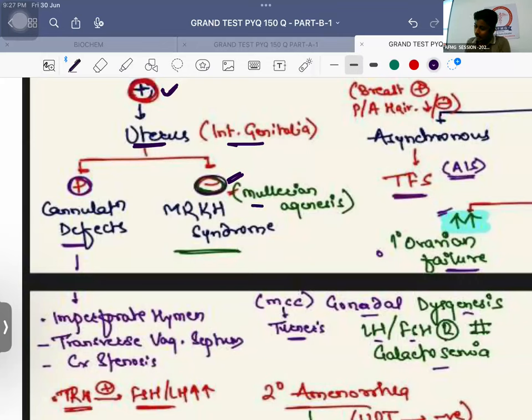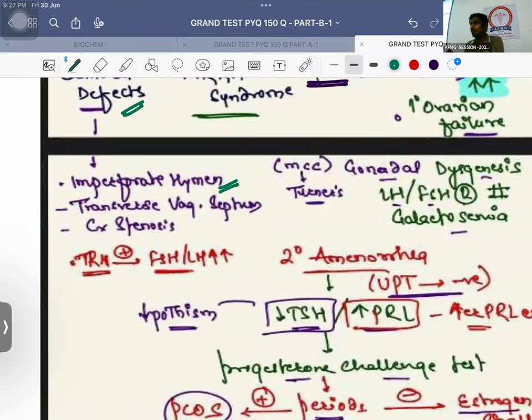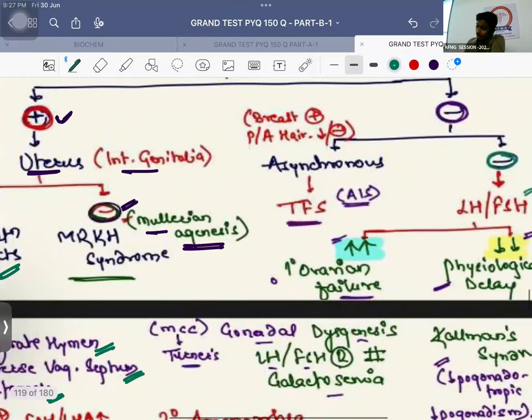It is a case of Mullerian agenesis, also known as Mayer-Rokitansky-Kuster-Hauser syndrome. But if the uterus or the internal genitalia are present, then it cannot be Mullerian agenesis. It has to be some canalization defect, that means some problem in the genitalia. What can it be? It can be a case of imperforate hymen, where you can see a bluish bulging hymen, or it can be a case of transverse vaginal septum, or there is narrowing or blockage of your cervix, known as cervical stenosis. Okay, next important.